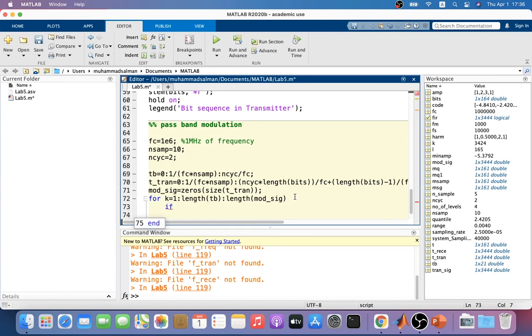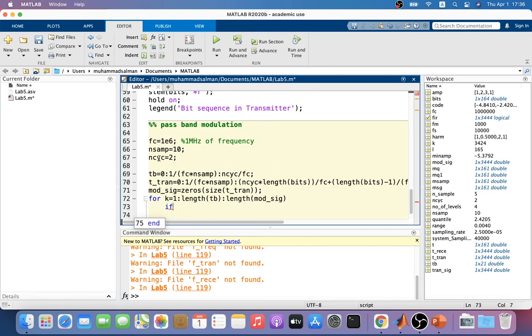So what is my purpose? Since I told you I'm using the very easiest form of the modulation, and that modulation is binary phase shift keying. Binary phase shift keying means that if I have a bit 1, I should assign one pattern of the signal to that one, and if I have a bit 0, I should assign a different pattern of that signal.